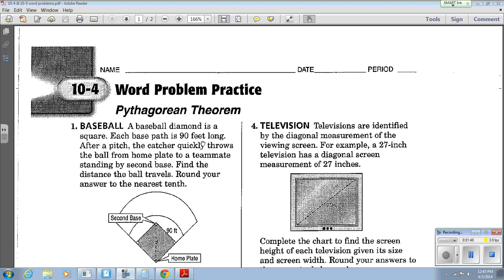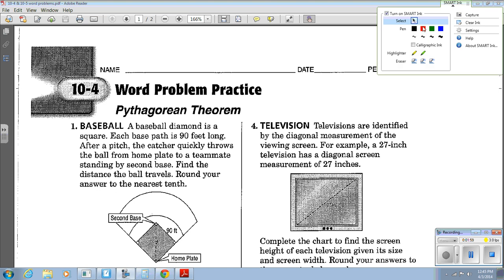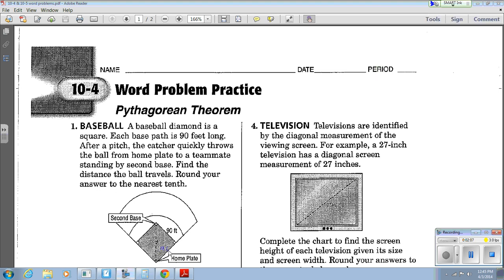A baseball diamond is a square. Each base path is 90 feet long. When they're saying 90 feet long, they are talking about the distance from home plate to first, that's 90 feet. From first to second, 90 feet. Second to third, 90 feet. And third to home is 90 feet.